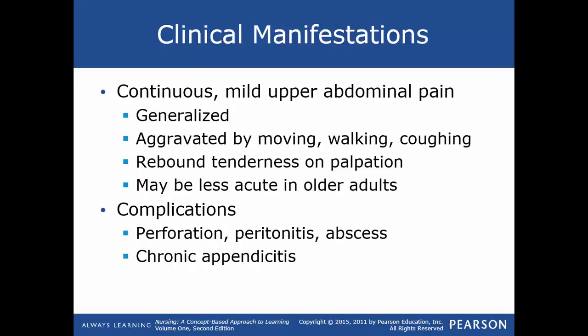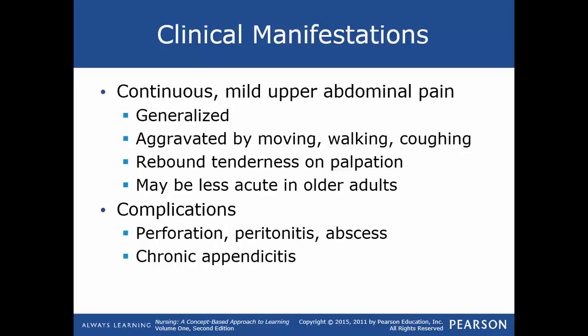Your clinical manifestations: it's usually a continuous mild upper abdominal pain. It's more generalized. Sometimes they just kind of have generalized abdominal pain. Probably most often you usually see pain around the umbilicus at first, that then localizes to that right lower quadrant. You remember that's known as McBurney's point. Usually they'll have a low-grade fever. This pain is aggravated by moving, walking, and coughing. It's basically anything that disturbs or jars the appendix causes them to have pain.